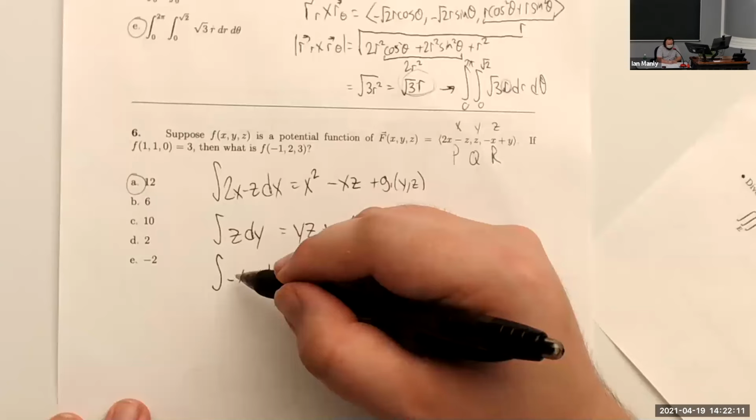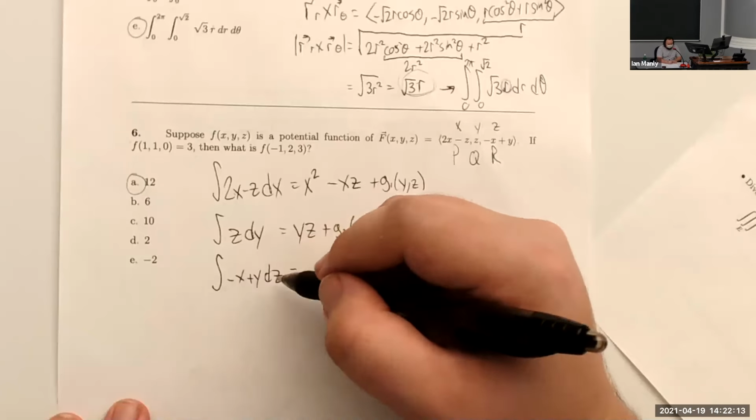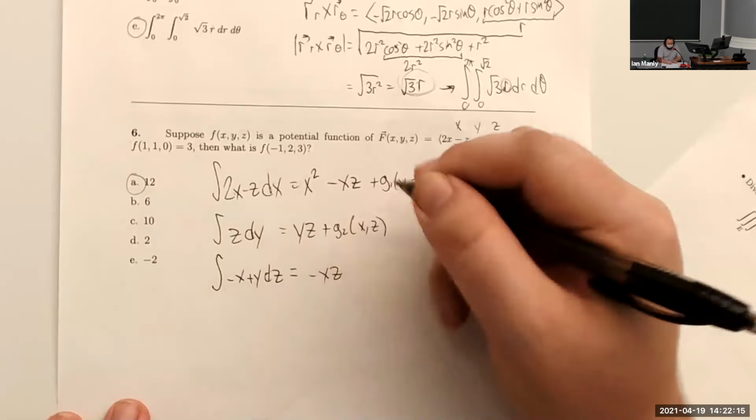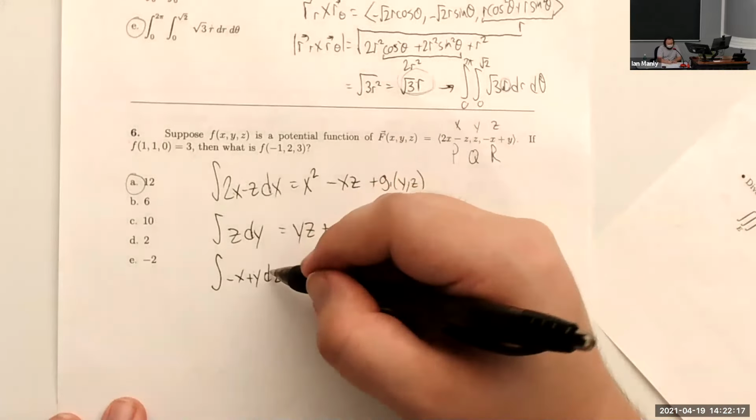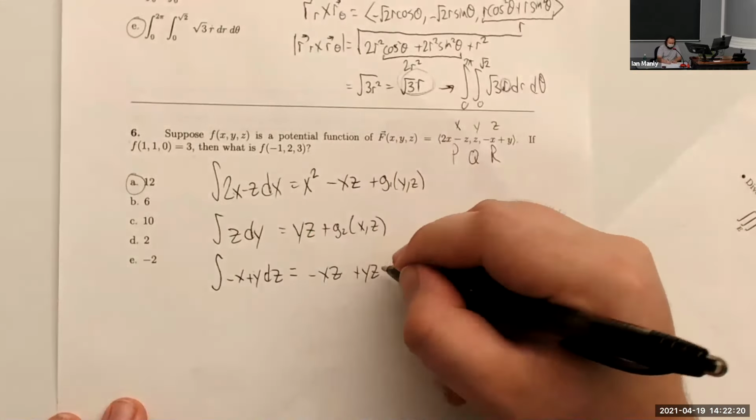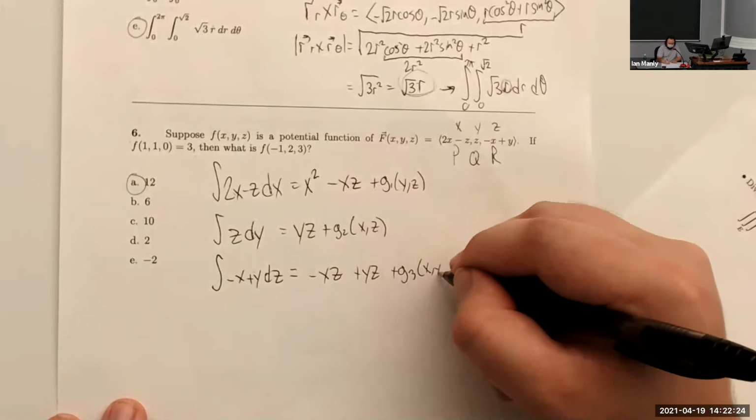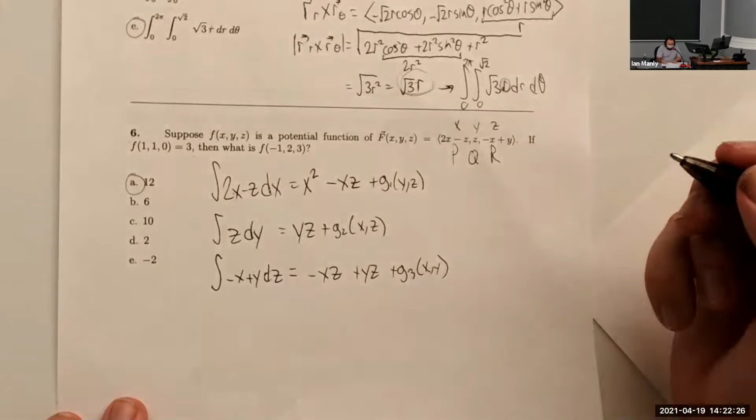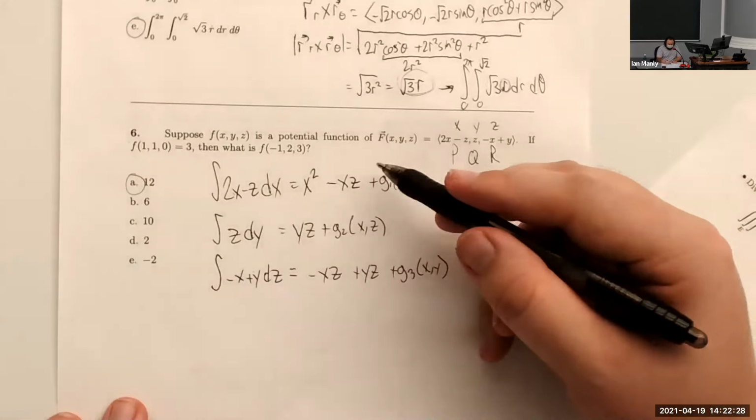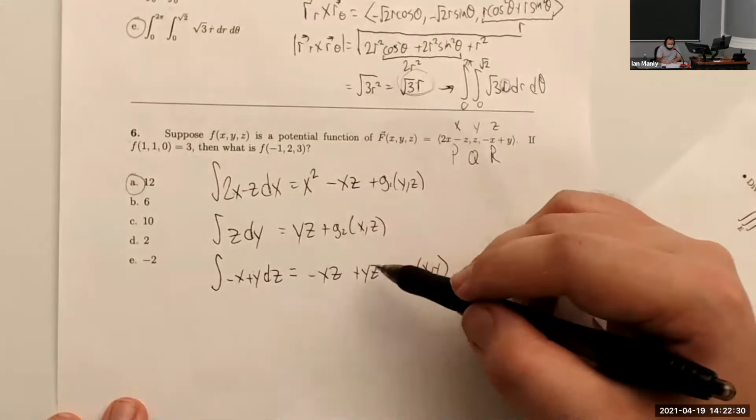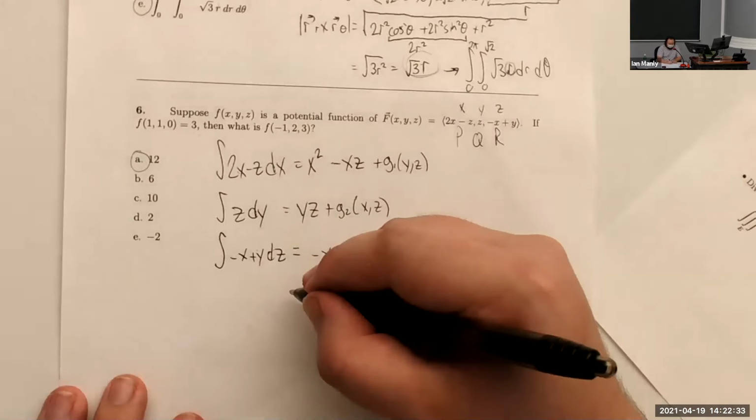So I do the negative, I integrate negative x with respect to z, get negative xz. All right, we already had that. I integrate y with respect to z, I get yz. I already had that. And there could be something involving x and y that we missed. Okay, so looking at this, I need to find every component that appears and include it at least once.